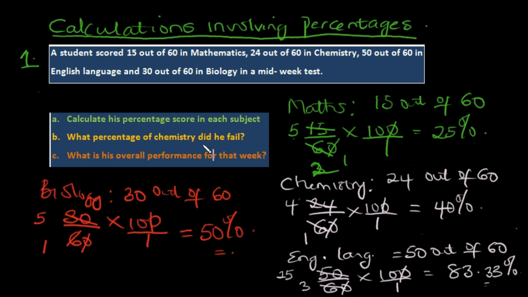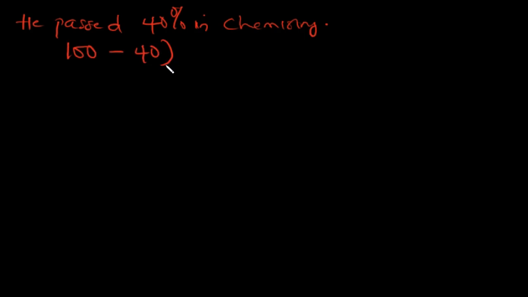So now it says, what percentage of chemistry did he fail? Now he has passed 40%. He passed 40% of chemistry. So what percentage did he fail? There are two ways we can do that. You can say, since he passed 40% in chemistry, since we know that the percent is 100, we can just say, okay, 100 minus 40%. That's 60%. That means he failed 60%.